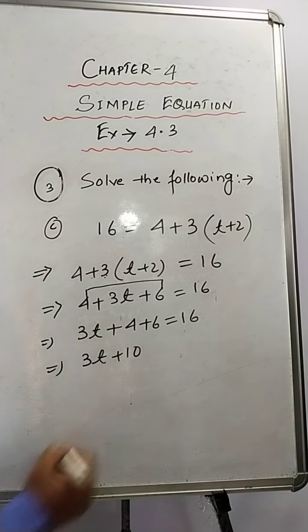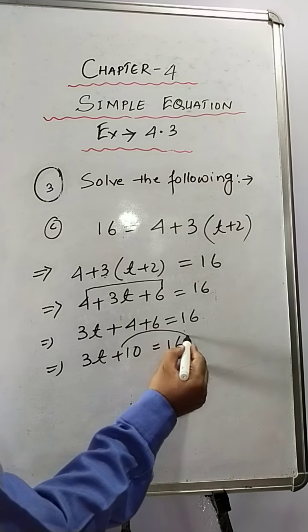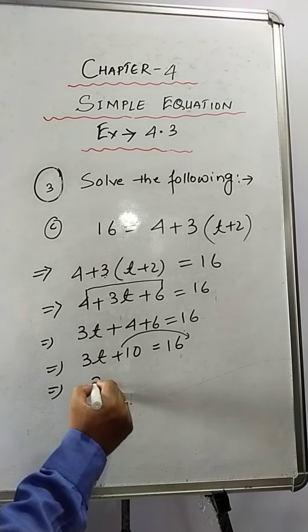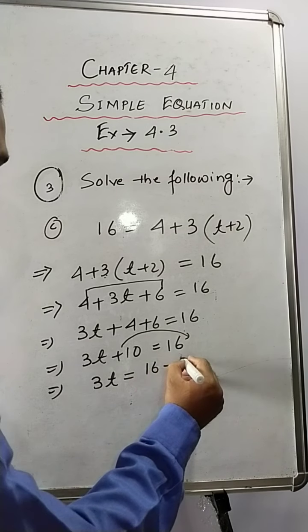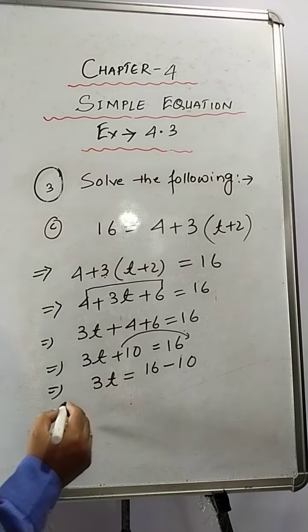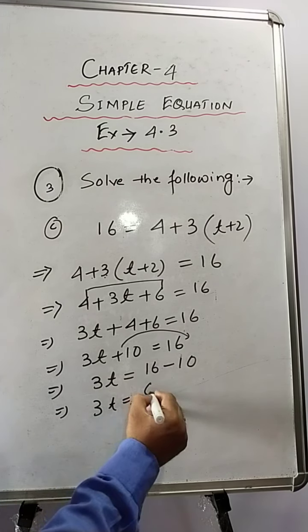That would be plus 10, isn't it? Equals to 16. Now we'll take this plus 10 towards the right hand side. So it will look like 3t equals to 16 minus 10. The difference of 16 minus 10 is 6.